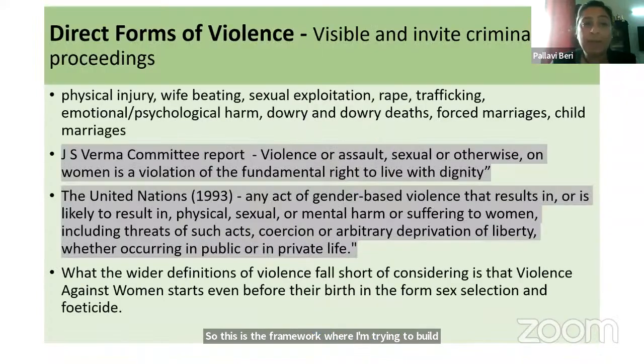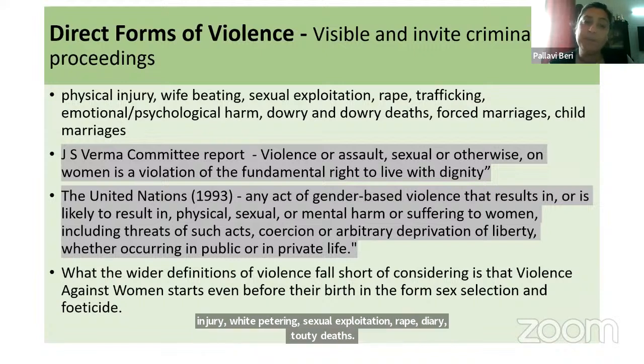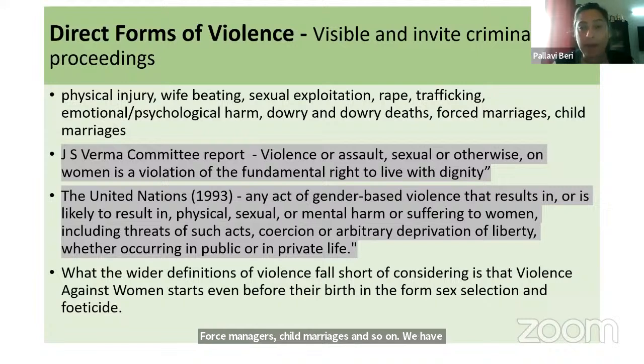So here, to begin with, I am highlighting the various direct forms of violence which are visible and invite criminal proceedings. Now, these have legal recognition in terms of physical injury, wife beating, sexual exploitation, rape, dowry deaths, forced marriages, child marriages, and so on. We have various committees that have worked on defining violence, where the J.S. Verma committee defined violence as deprivation of the fundamental right to live with dignity, and the United Nations, as late as 1993, recognized violence in terms of physical, sexual, and mental harm or suffering to women, which includes threats, acts of coercion, arbitrary deprivation of liberty, whether occurring in public or private life.